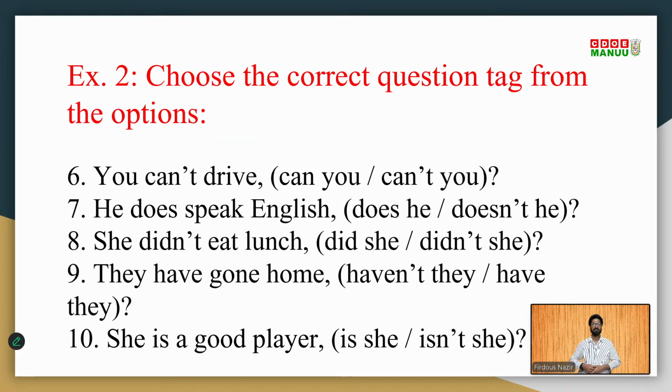Then we have number six. You can't drive. Negative statement, so the question tag should be positive. You can't drive, can you? He does speak English. Doesn't he? She didn't eat lunch. Did she? They have gone home. Haven't they? She is a good player. Isn't she?